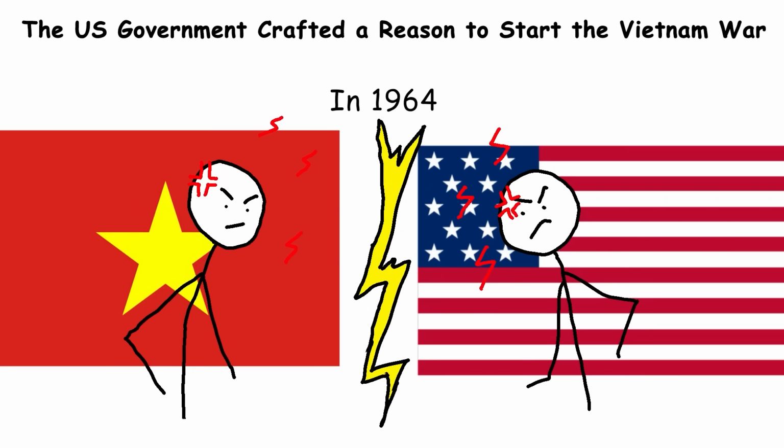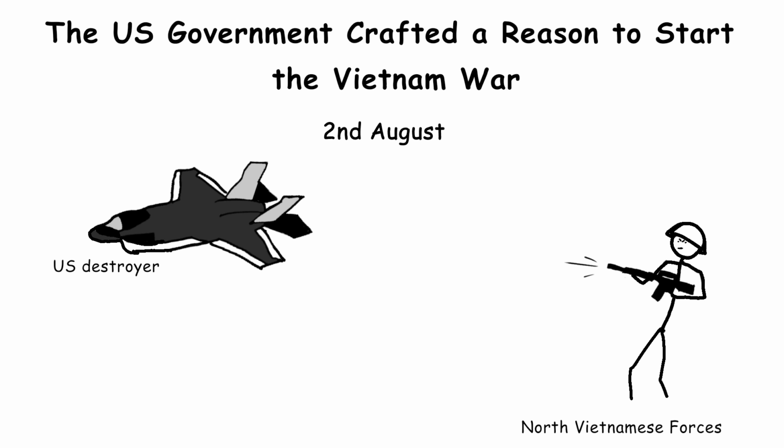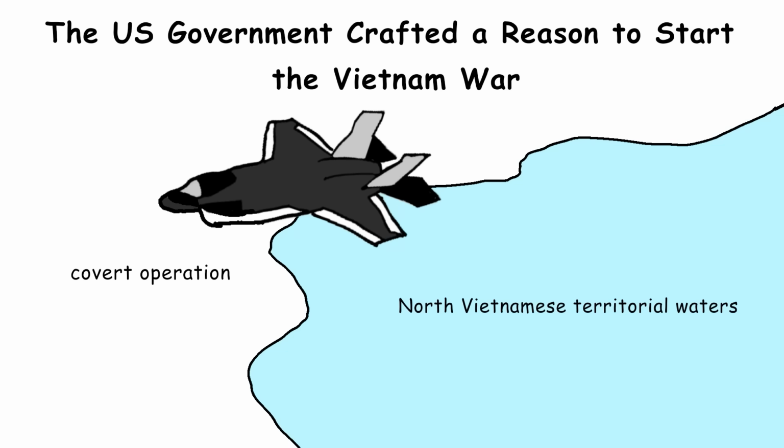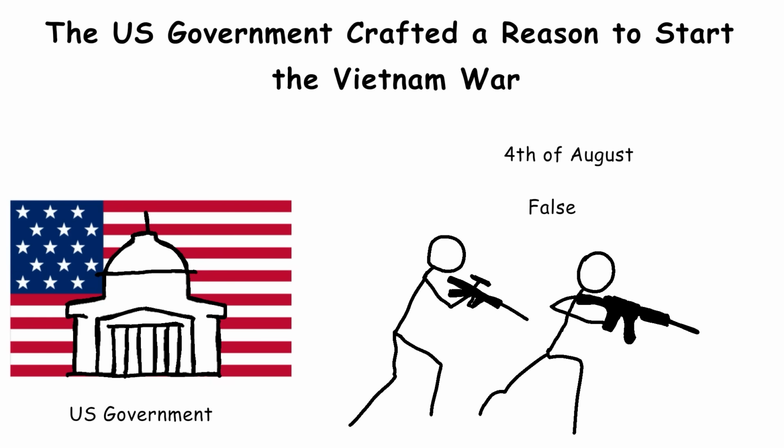USA's fake Vietnam attack. In 1964, tensions between the United States and North Vietnam were at an all-time high, and things worsened on the 2nd of August when North Vietnamese forces shot at a US destroyer while it was doing a covert operation close to North Vietnamese territorial waters. The US government then, on the 4th of August, said that a second attack happened, while this was false.